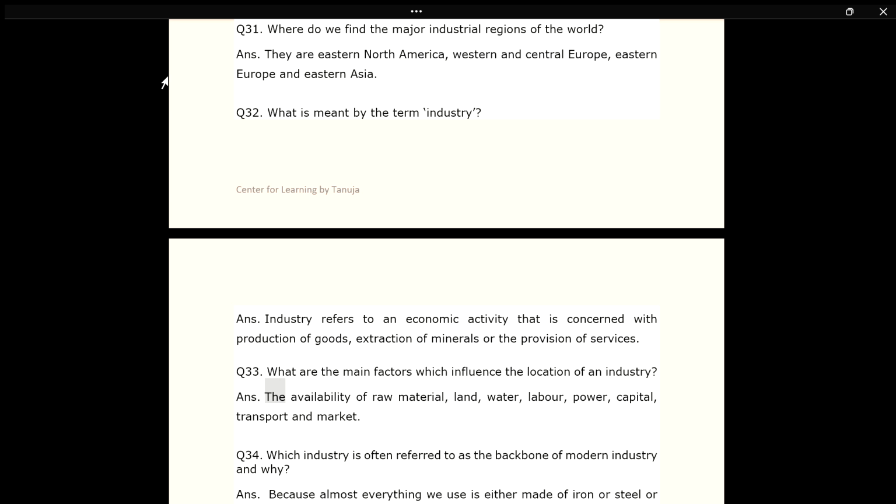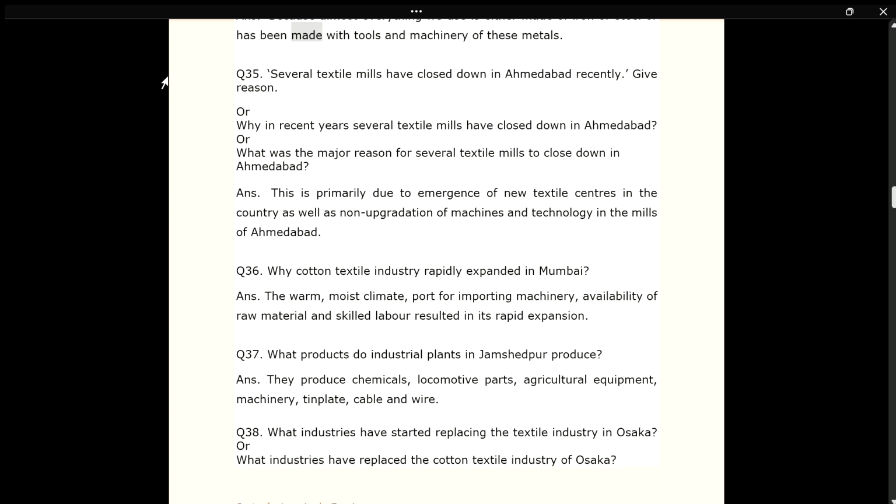Q33. What are the main factors which influence the location of an industry? Ans. The availability of raw material, land, water, labor, power, capital, transport and market. Q34. Which industry is often referred to as the backbone of modern industry and why? Ans. Because almost everything we use is either made of iron or steel or has been made with tools and machinery of these metals.